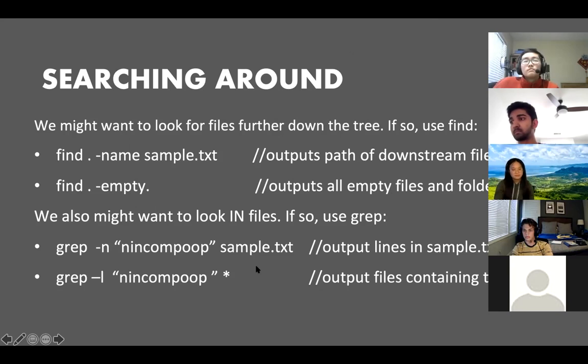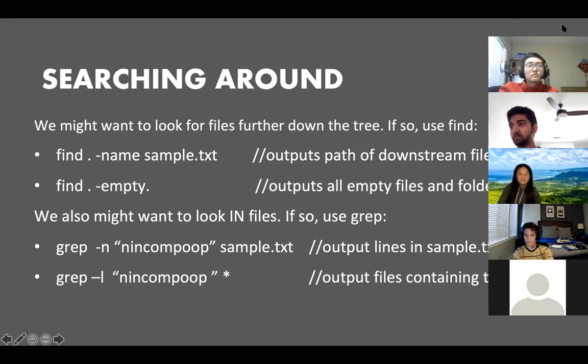All right, so we might also want to look inside of files as well as trying to find files. And the grep command can help us do that. So for instance, if we use grep -n nincompoop on sample.txt, it'll output all lines in sample.txt that contain the word nincompoop. Now, if we want to get a little bit further out, and rather than searching inside files, if we want to search for files that contain nincompoop, we can use the -l flag. And the asterisk at the end right here just means search all files.